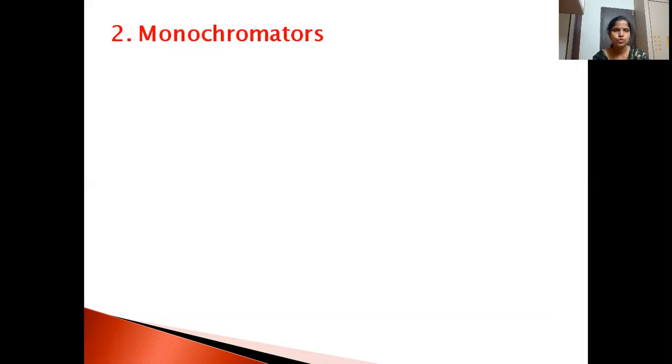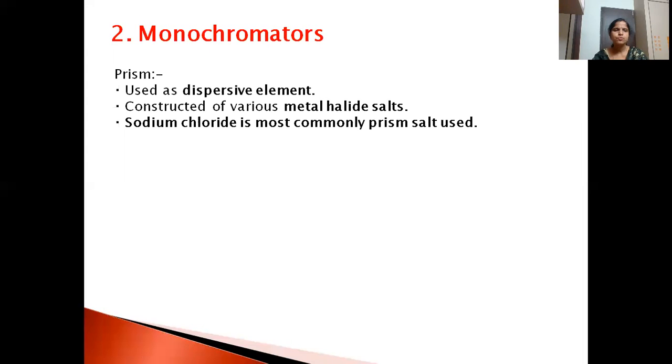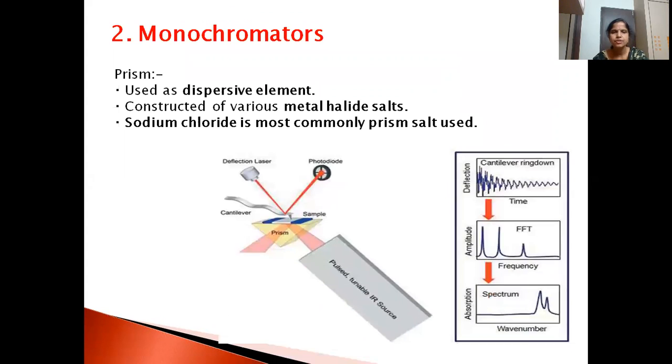The second is monochromators. The main use of monochromators is to select a particular wavelength of light. So it is used as a dispersive element, and it is constructed using various metal halide salts. For example, sodium chloride is mainly used. So here you can see the prism where the sample is loaded, and we can see that only a particular wavelength of light is coming out.